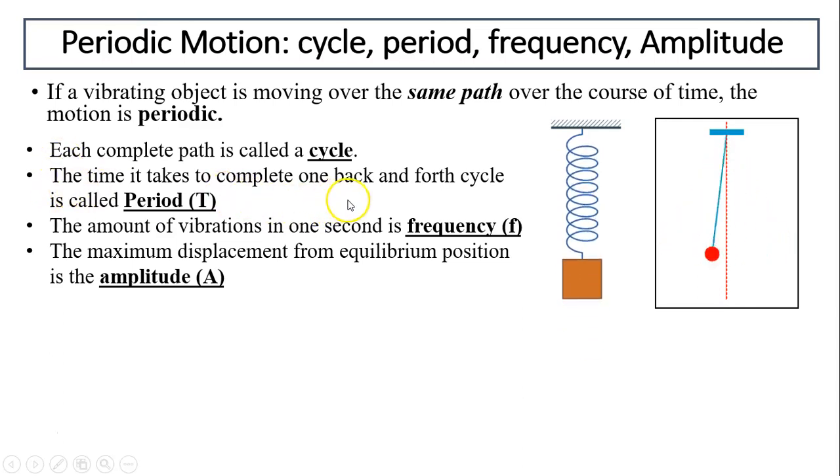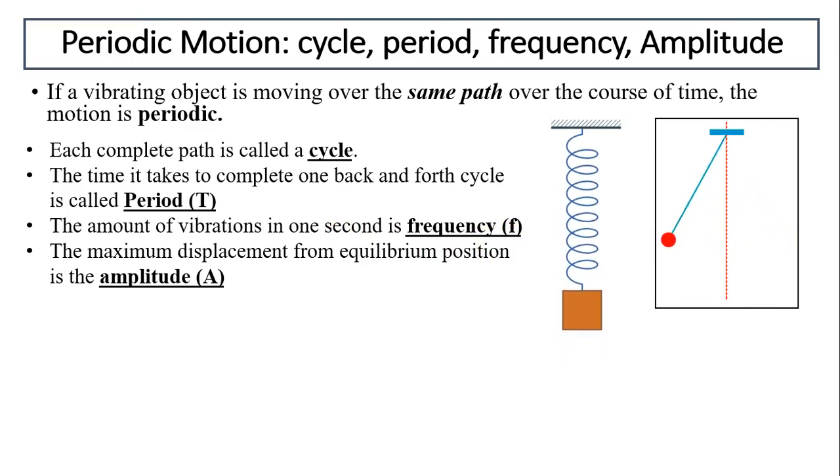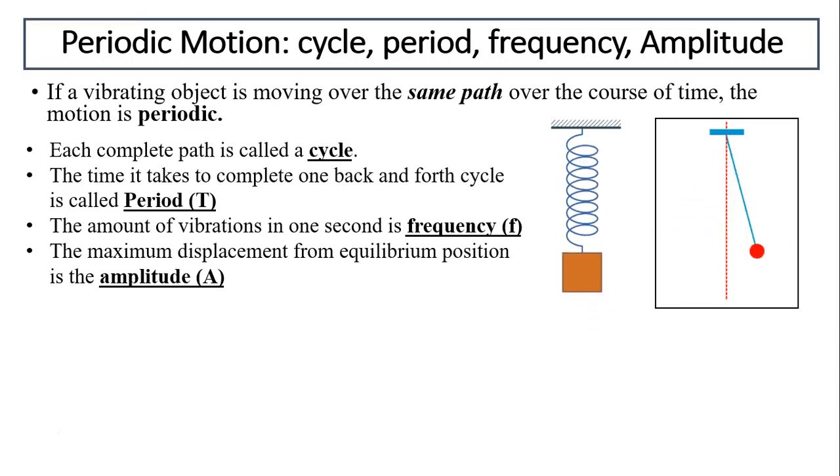The time it takes to complete one back and forth cycle is called a period. The number of vibrations in 1 second is called the frequency. So you use a timer, you time 1 second, and count how many vibrations this spring had. That's called the frequency. Frequency is how often the object vibrates.